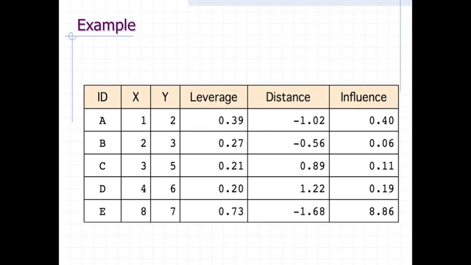This table shows a small dataset consisting of 5 observations. The leverage, distance, and influence of each observation is shown. Observation E has by far the largest leverage and the largest distance. This combination of high leverage and high distance makes this observation extremely influential.